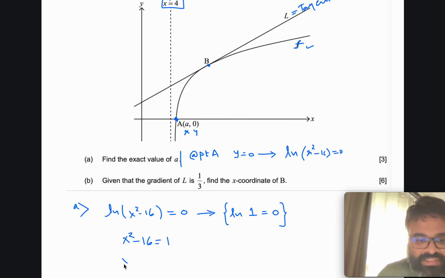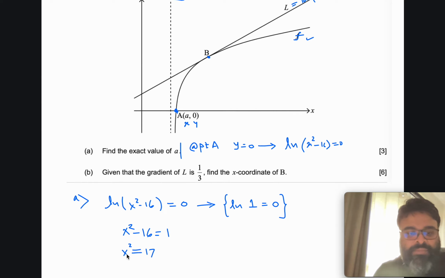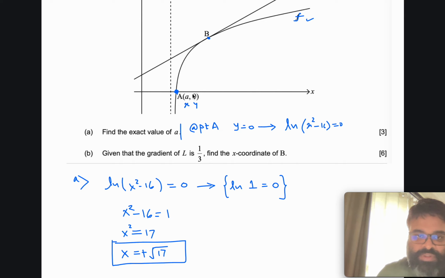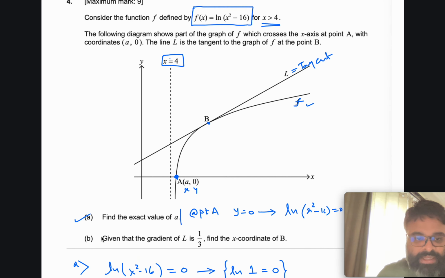And then if you simplify this, x square is equal to 17, and therefore x is equal to square root of 17. And this time you will take only positive value and not a negative value, because this is the positive side. A's x coordinate is going to be positive. So now that says A is equal to plus root 17. That's the answer. We got that for A. Now let's solve question part B. Given that the gradient of line is 1 over 3, find the x coordinate of B.